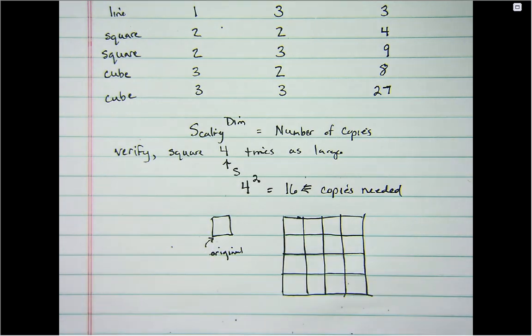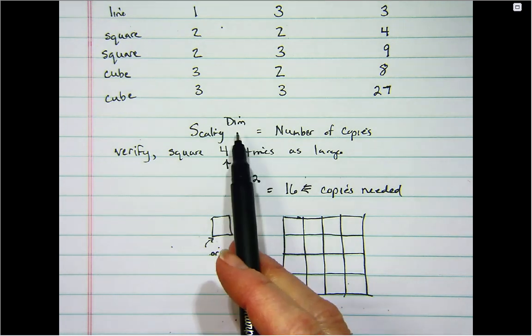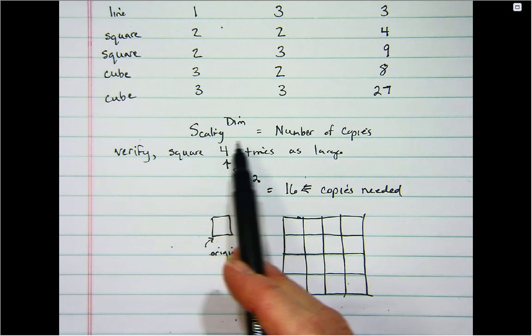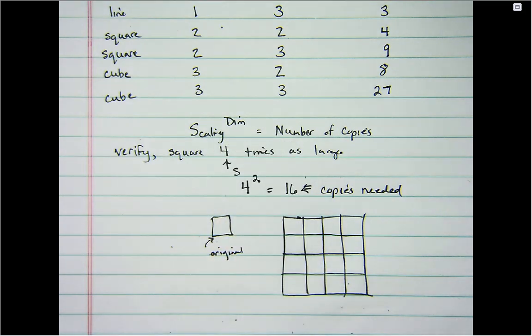So we take your original square and we make one 4 times as big, and indeed, it takes 16. Okay, well, we've come up with a way to define dimension then, and this is one way to define dimension. The dimension is the exponent that you raise the scaling factor to that tells you the number of copies that you need.